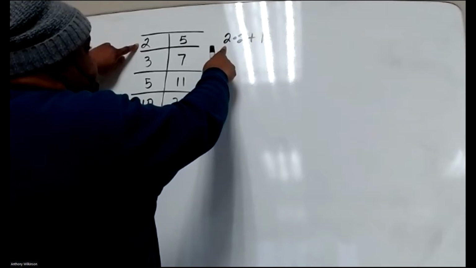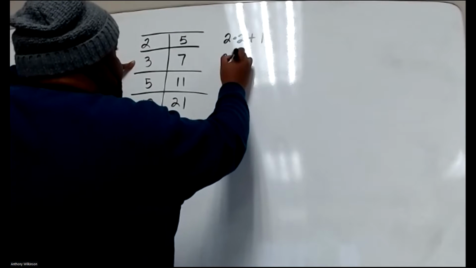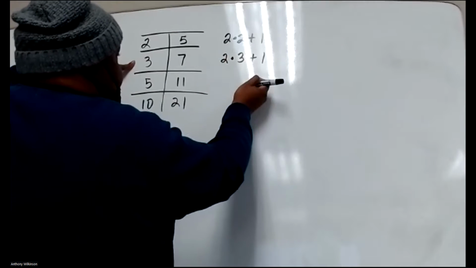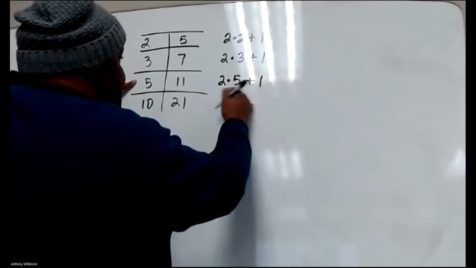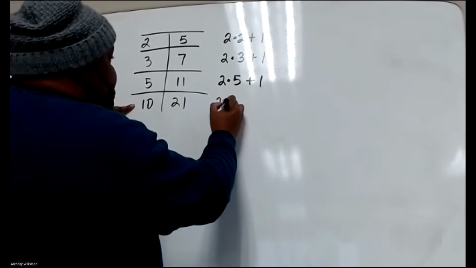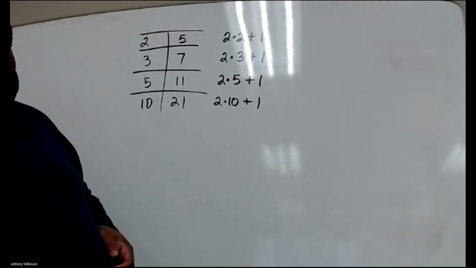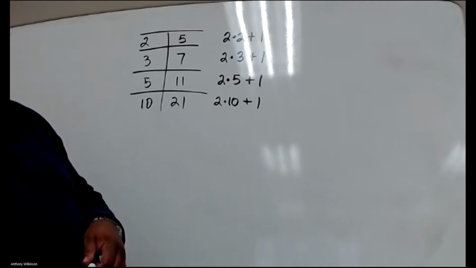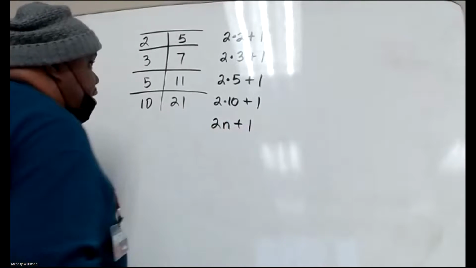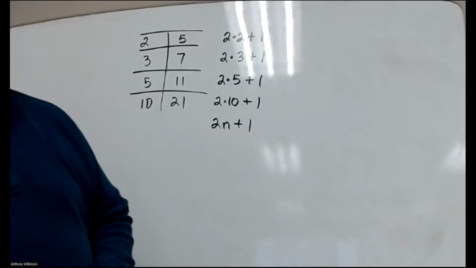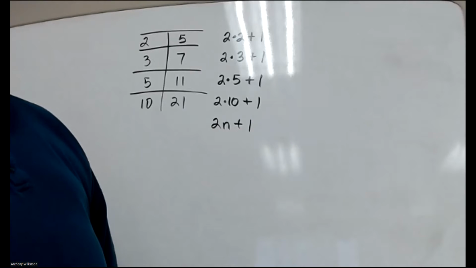It's 2 times the number that the student gave, add 1 to it, and the teacher would say 5. For 3, 2 times the 3, that's 6, plus 1 would give you 7. For 5, 2 times 5, plus 1 would give you 11. And for 10, 2 times 10, and then plus 1, that'll give you 21. So that rule would be something like this: 2 times n plus 1. Okay, questions on part B?